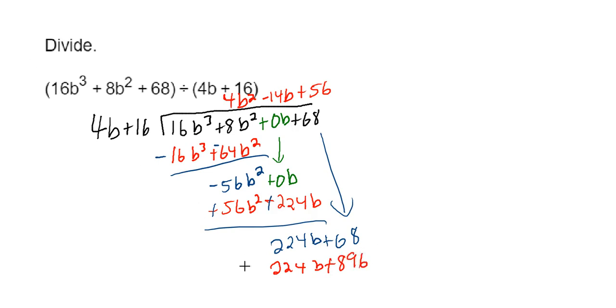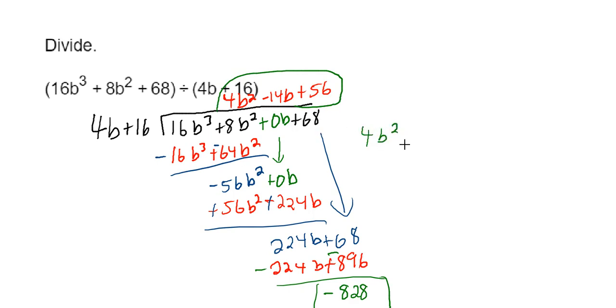Then we go to subtract, so this will become negative, and this will become negative. The highest power of b cancels out, and we subtract those and get negative 828. So things got a little bit silly there with the size of these numbers, but this would be my remainder. This would be my quotient. Whoops, it should include the 6 with the 5. All right, and we could also write the answer like this: 4b squared minus 14b plus 56 plus the remainder, which is negative 828, over the divisor, which is 4b plus 16.